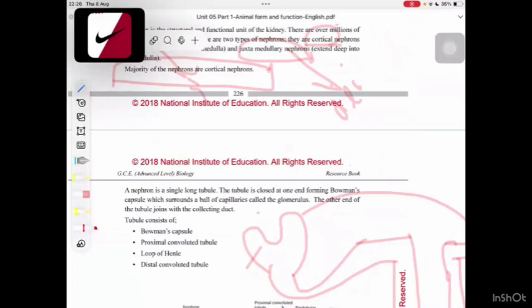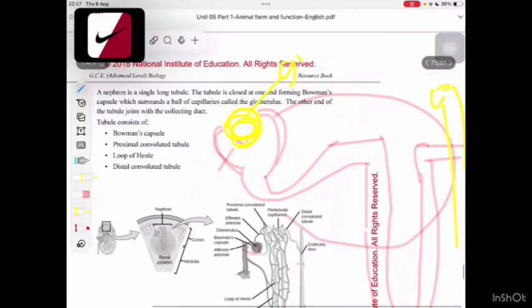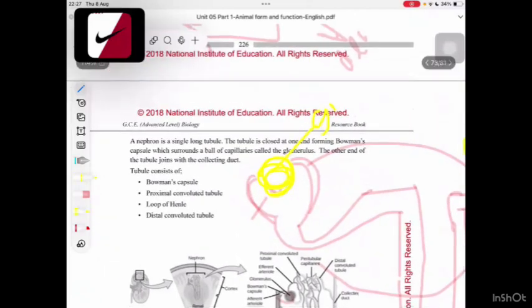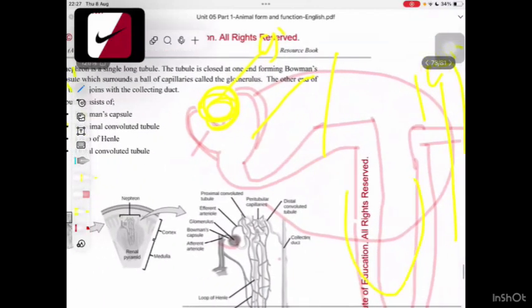Right. So the tubule is closed at one end. See, this is closed, forming Bowman's capsule. This Bowman's capsule surrounds a ball of capillaries called the glomerulus. The other end of the tubule joins to what? The collecting duct. This is the collecting duct. They're asking what the nephron actually consists of. Nephron consists of the Bowman's capsule number 1, the PCT, proximal convoluted tubule, the loop of Henle, and the DCT.